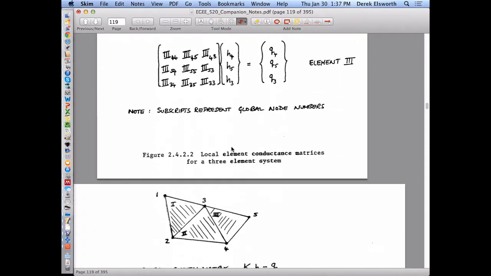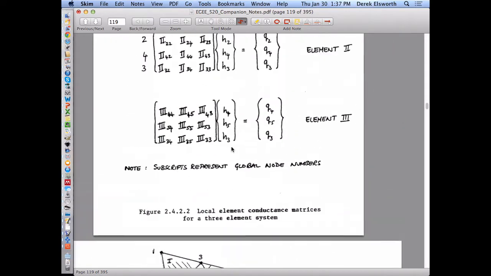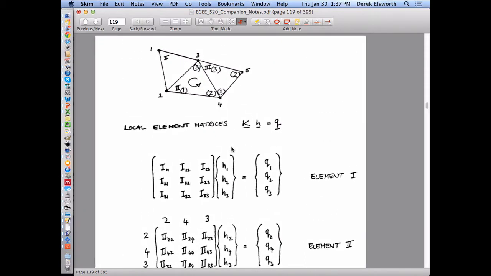So, here's an illustration. We use this expression to get the conductance matrix, first for maybe the first element here. If we number these as local nodes 1, 2, and 3, then we'll get a conductance matrix that will be defined in terms of those local nodes.